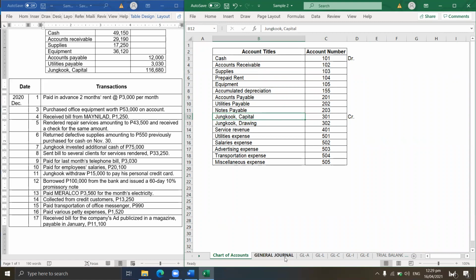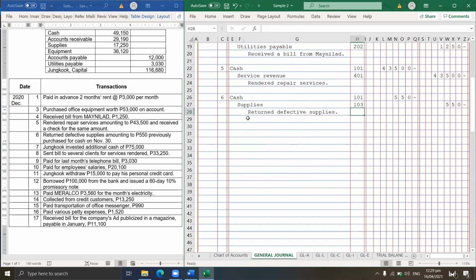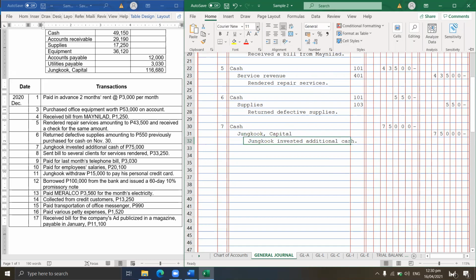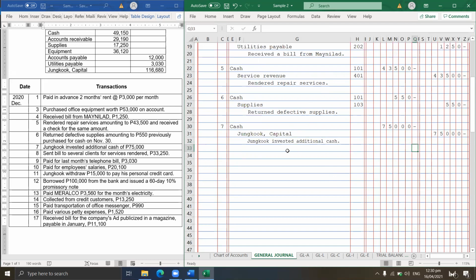So let's formally journalize it, no? So on December 7, by the way, do not forget to leave a space. So December 7, so we debit cash, okay, amounting to 75,000, the amount that Jungkook have invested. And then we credit, okay, Jungkook capital. Okay, so that's also amounting to 75,000. Okay, so let's have a short explanation. So that would be Jungkook invested additional cash. Okay? So nag-invest siya ng additional cash. Okay, palitan. Ayan.